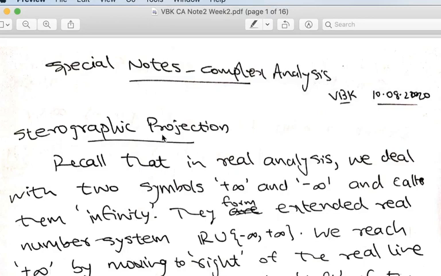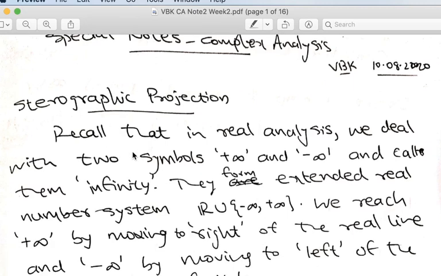Hi. Some students requested to discuss stereographic projections and branch points and several other things. So I thought I should talk about them. Stereographic projection is something familiar to all of you.